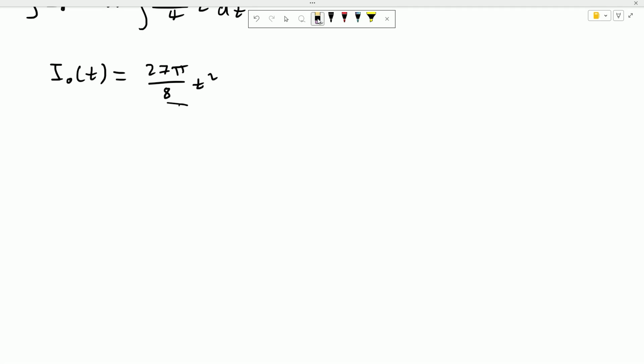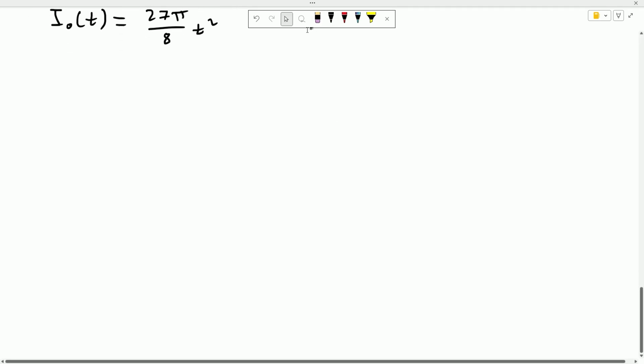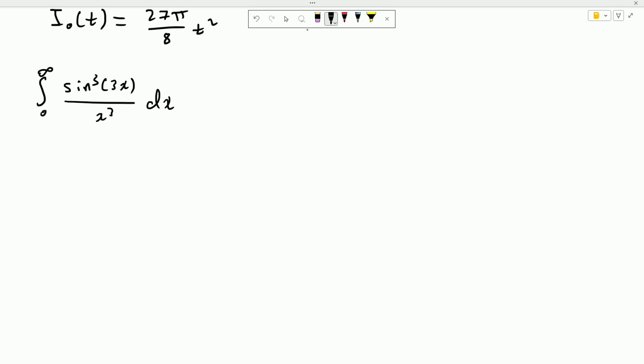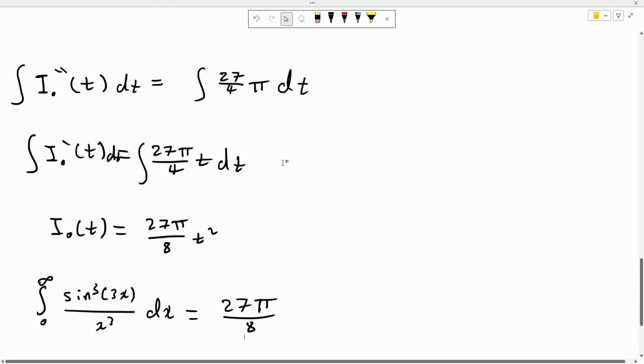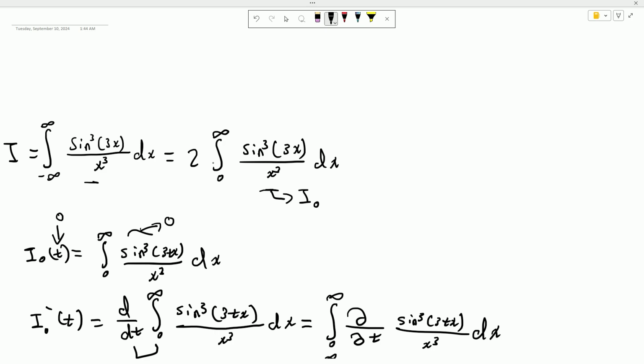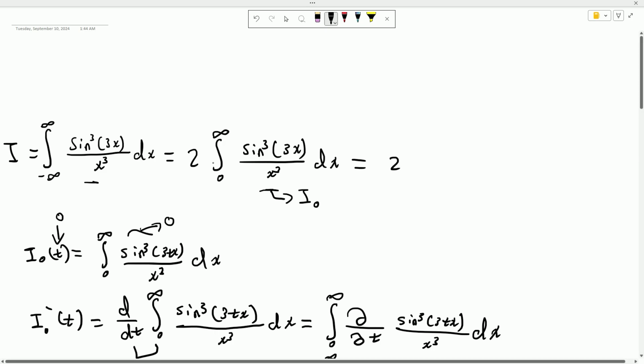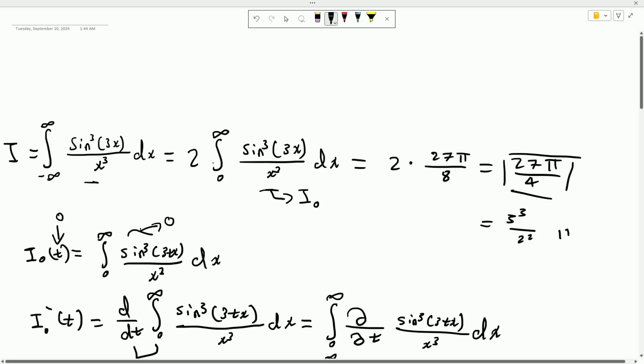Well, our original integral was the integral from 0 to infinity of sine cubed 3x by x cubed dx. So this is just I sub 0 of 1, so we need to substitute t equal to 1, so this is going to equal 27 pi over 8. And let's recall that our very original integral actually was twice this integral, so it's going to equal twice 27 pi over 8, so it's going to be equal to 27 pi over 4, which is pretty nice result actually, because 27 is just 3 power 3, 4 is 2 power 2, and pi is pi, so it's a pretty cool result.